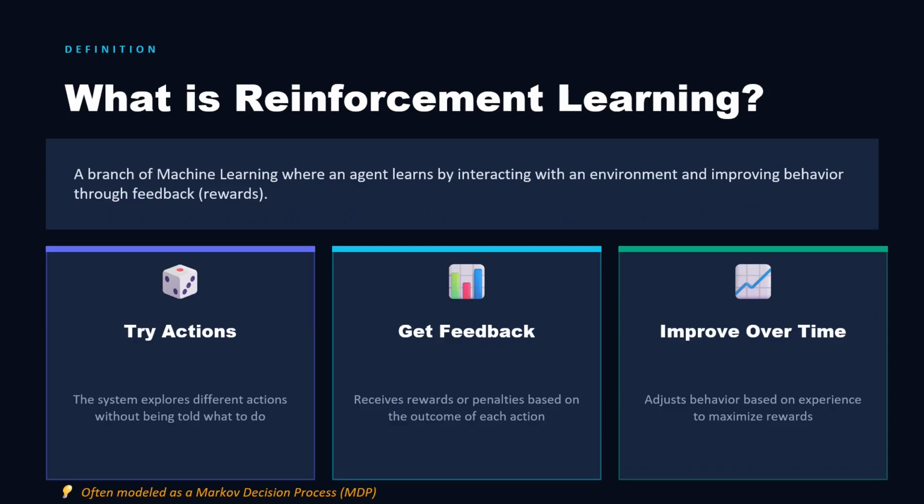So, what exactly is reinforcement learning? It's a branch of machine learning where an agent learns by interacting with an environment and improving its behavior based on rewards or penalties. Instead of being told what to do, it explores actions, receives feedback, and gradually learns the best strategy over time. This process is often modeled using something called a Markov decision process.